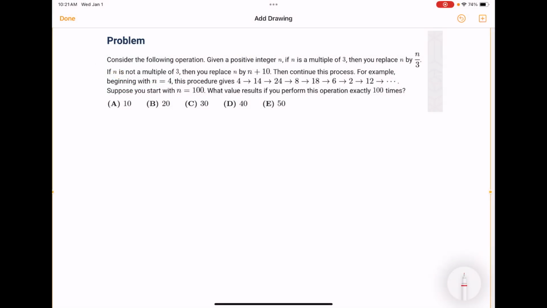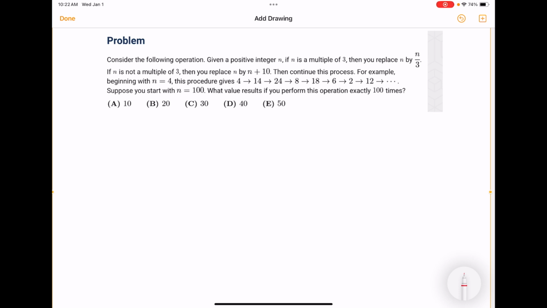The problem states, consider the following operation. Given a positive integer n, if n is a multiple of 3, then you replace n by n over 3. If n is not a multiple of 3, then you replace n by n plus 10. Then continue this process. For example, beginning with n equals 4, this procedure gives 4 to 14 to 24 to 8 to 18 to 6 to 2 to 12.